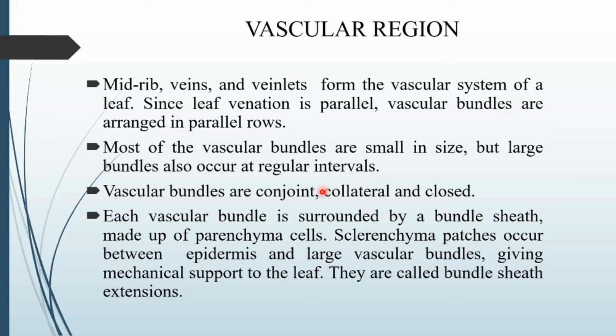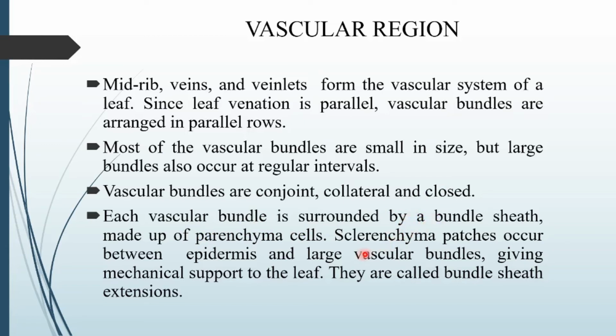Next important part is the vascular region. Midrib, veins and veinlets form the vascular system of a leaf. Since the leaf venation is parallel in monocots, vascular bundles are arranged in parallel rows. Most of the vascular bundles are small in size, but at regular intervals some large bundles can also occur. The vascular bundles are conjoined, collateral and closed, and each vascular bundle is surrounded by a parenchymatous bundle sheath.